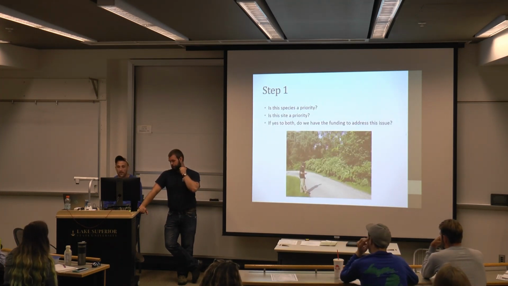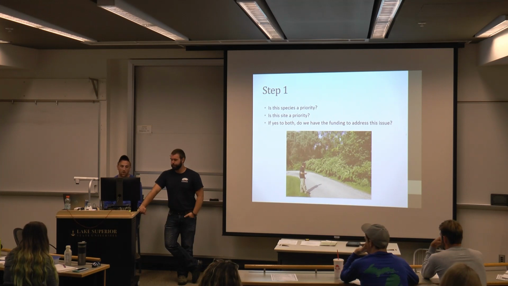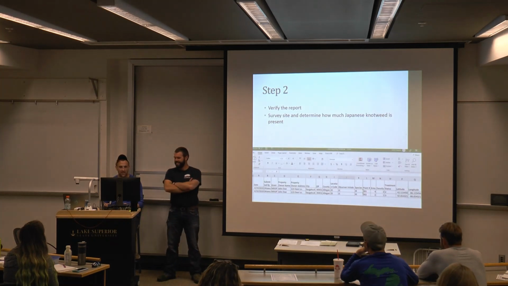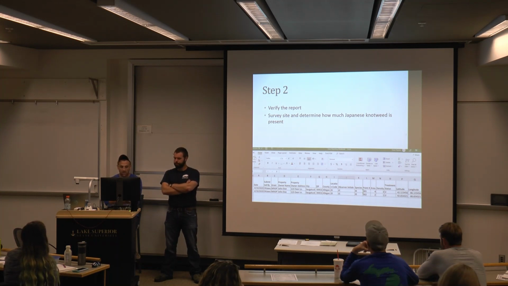So step 1: is this a priority for you guys? Is the site a priority, is the species a priority, is this something you even want to work on or address, or does this fall into your maybe-next-year pile because you have other priorities? And if yes, do you have the funding to carry out the treatments? Step 2 would be going out to verify the report. A lot of people don't know what they're talking about with knotweed and other species, so going out and actually making sure it is what they say it is, and doing a survey of the site to document it and make sure they have the right acreage and things like that.